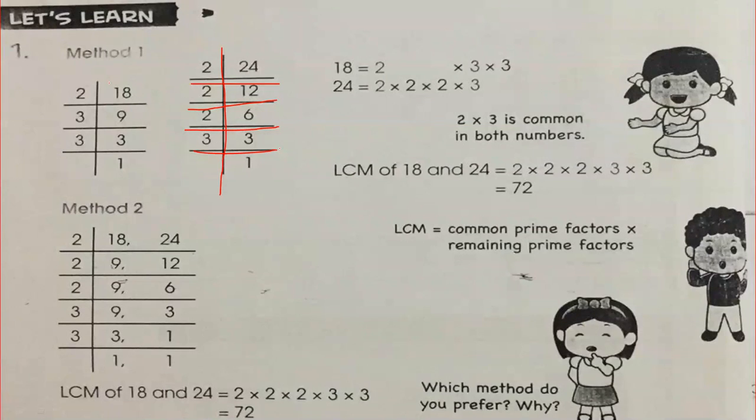Why are we calling it division? Because we are doing division here. 18 becomes 9, 9 becomes 3, 24 becomes 12. When I am dividing by 2, and dividing again by 2, it reduces to 6. When I divide again, it reduces to 3. That's why we are doing the division part. It's called the division method. Ladder or division, both are the same.